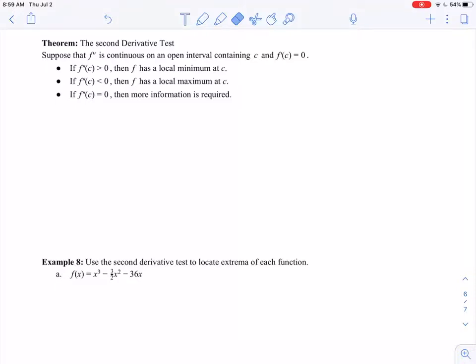But wait, there's more. The second derivative can do more than just find concavity and inflection points and all that stuff. The second derivative test is actually another method that we can use to test for local extrema. So if we have a continuous second derivative on an open interval and f prime of c is equal to 0. So this part's pretty important. This only works if we have a horizontal tangent line, if our first derivative is equal to 0.